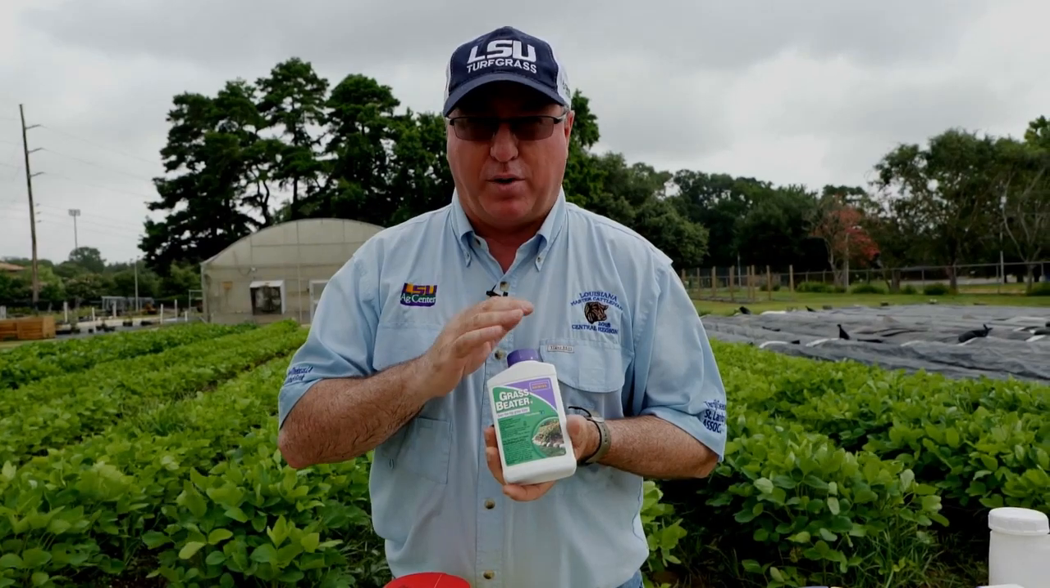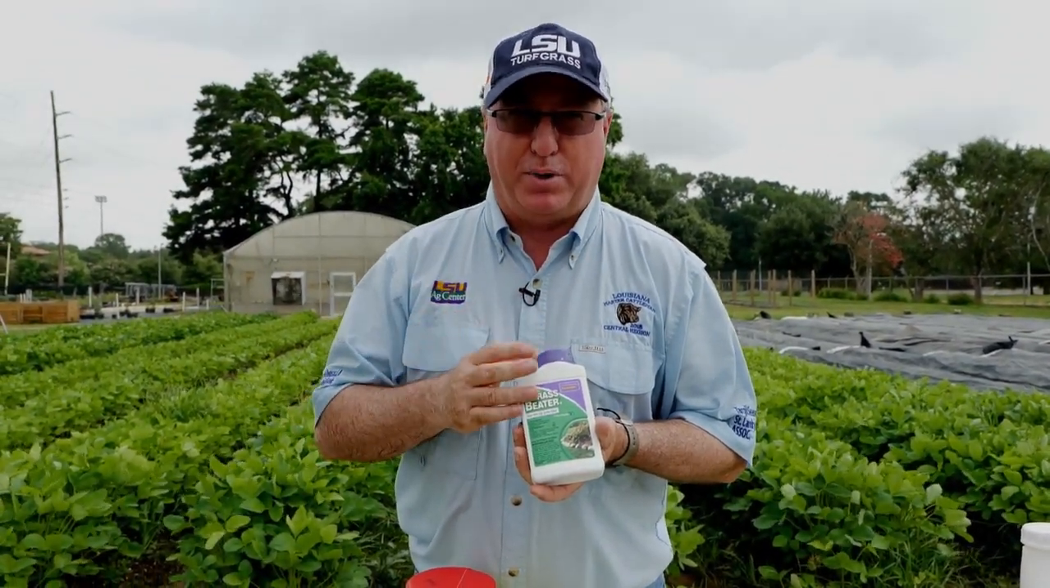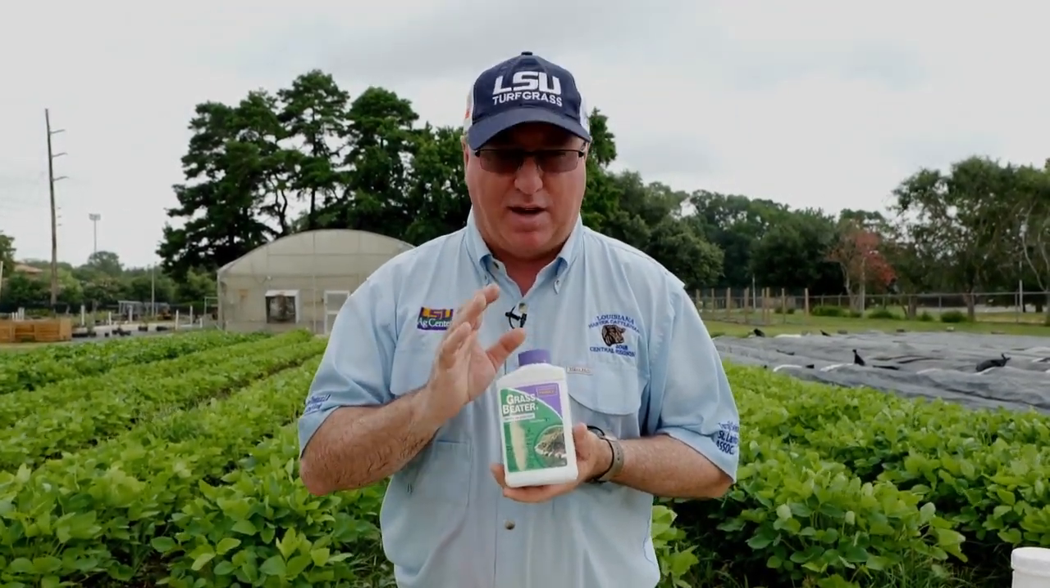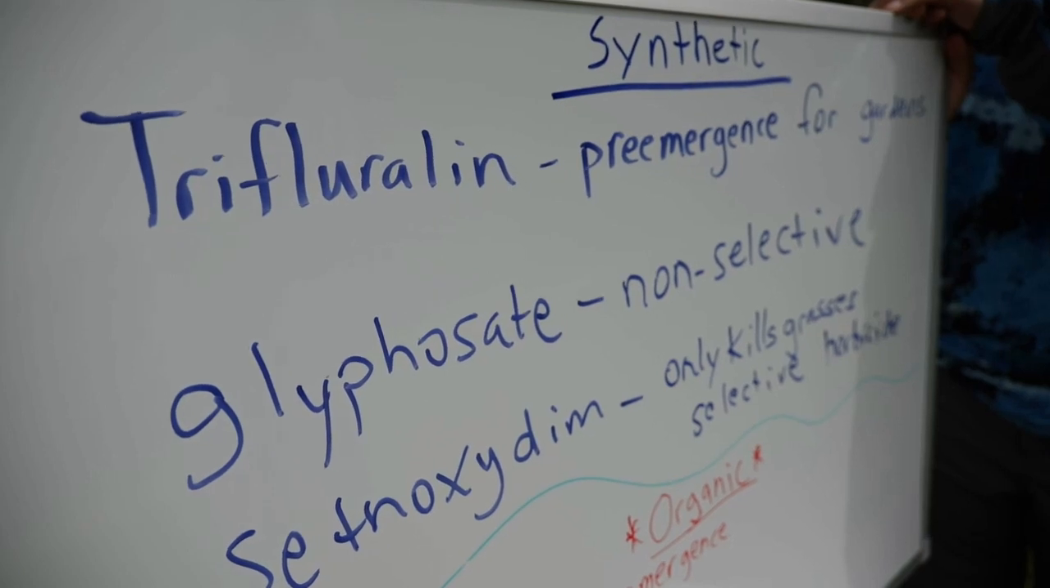There are several different trade names out there. There's a trade name called Poast, P-O-A-S-T. There's this Grass Beater product. There's Fertilome over the top too. They all have the active ingredient sethoxydim, and they're all very good at killing grasses.